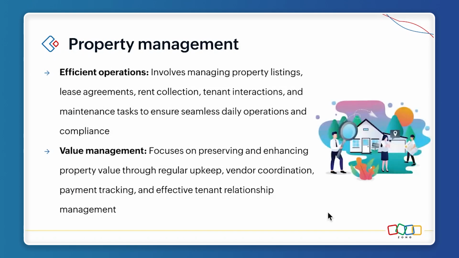Now, let's have a quick understanding of what property management is. There are two different processes that we can define within property management. One is efficient operation and the other is value management. Efficient operation is all about the day-to-day tasks: managing property listings, handling lease agreements, collecting rent, maintaining tenant records, and overseeing maintenance requests. These are core operational areas where many property managers might struggle due to manual processes.